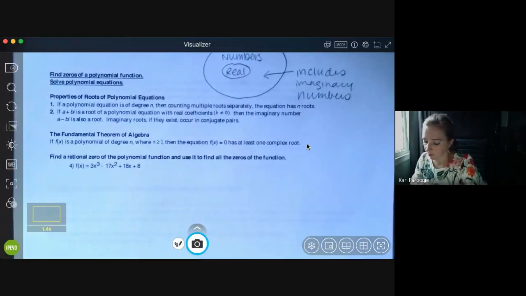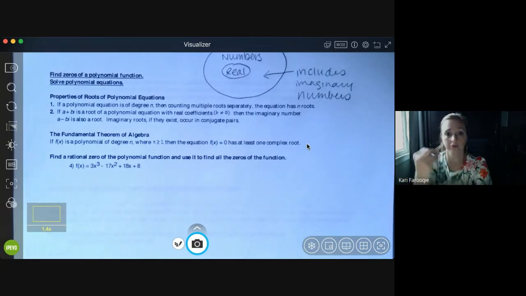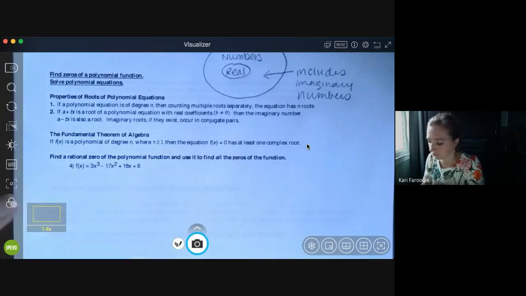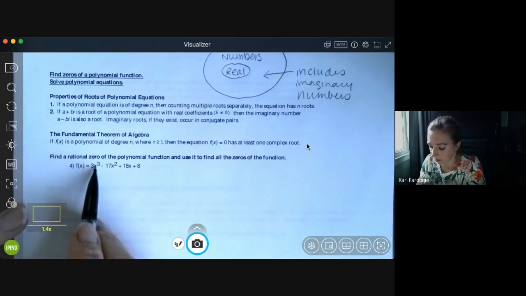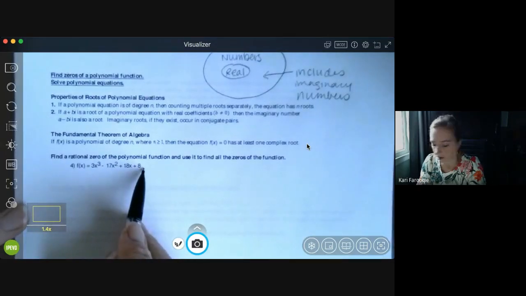All right, so now we're going to find a rational zero of the polynomial function, and we're going to use it to find all the zeros of the function. So kind of just like I was saying before, combining these two topics of, once you have a root, finding the other roots, but now in 3.4, being able to find that first root yourself. So when we're doing this, we need to generate a list of possible rational zeros for our function. So looking at your function, make sure that it is in decreasing order first. So x cubed, x squared, x, and then your constant. So that's good. We're looking for the factors of 8 divided by the factors of 3.